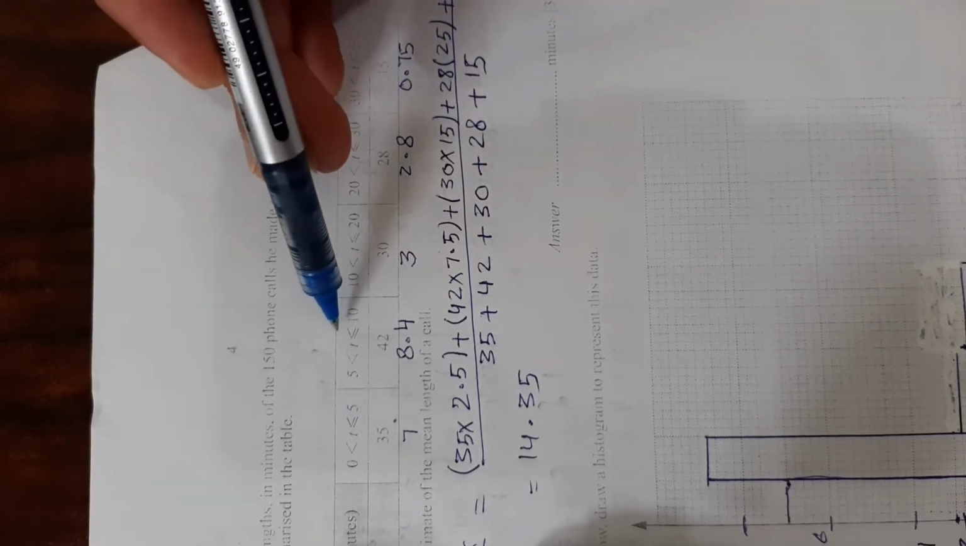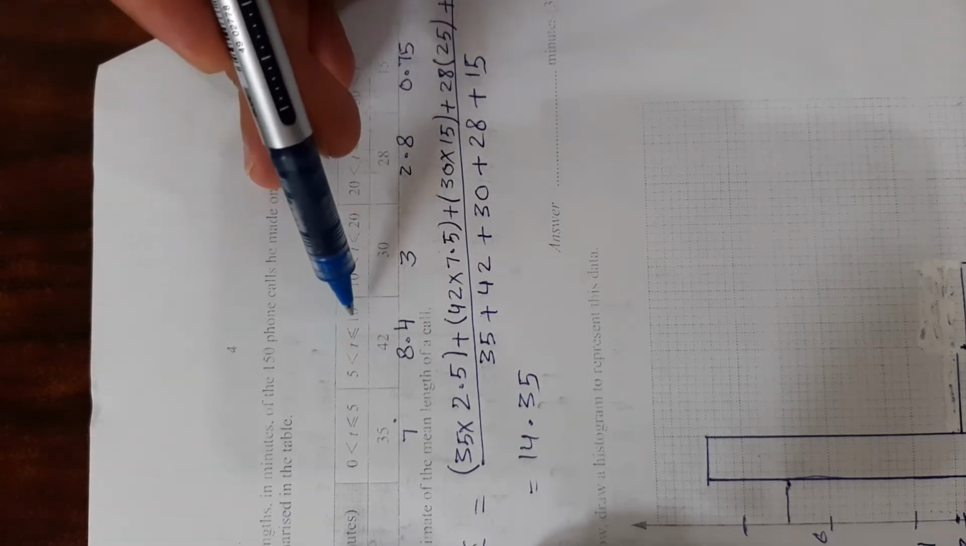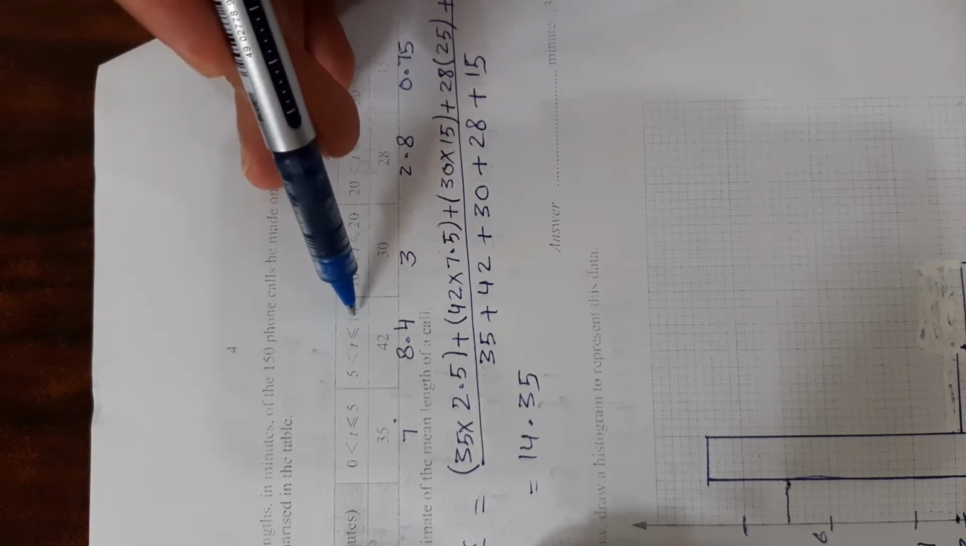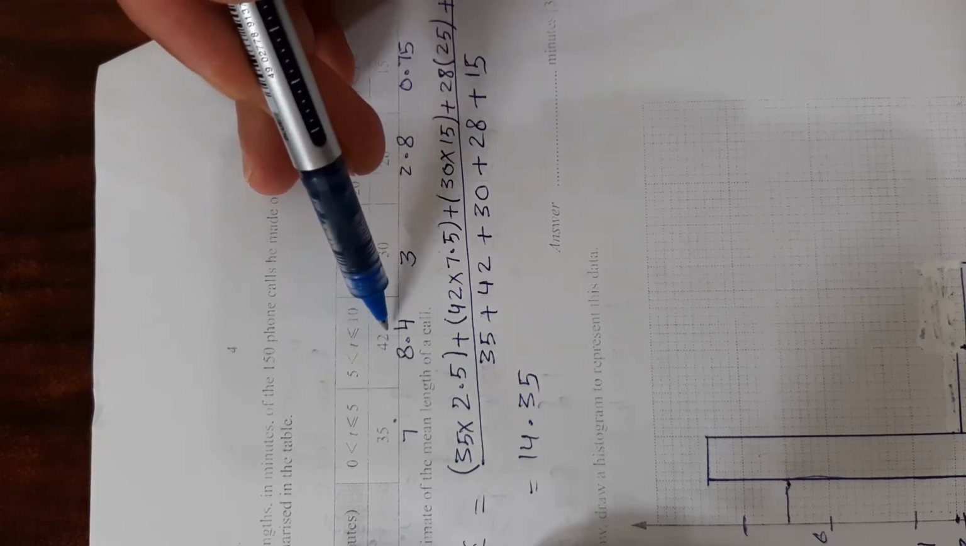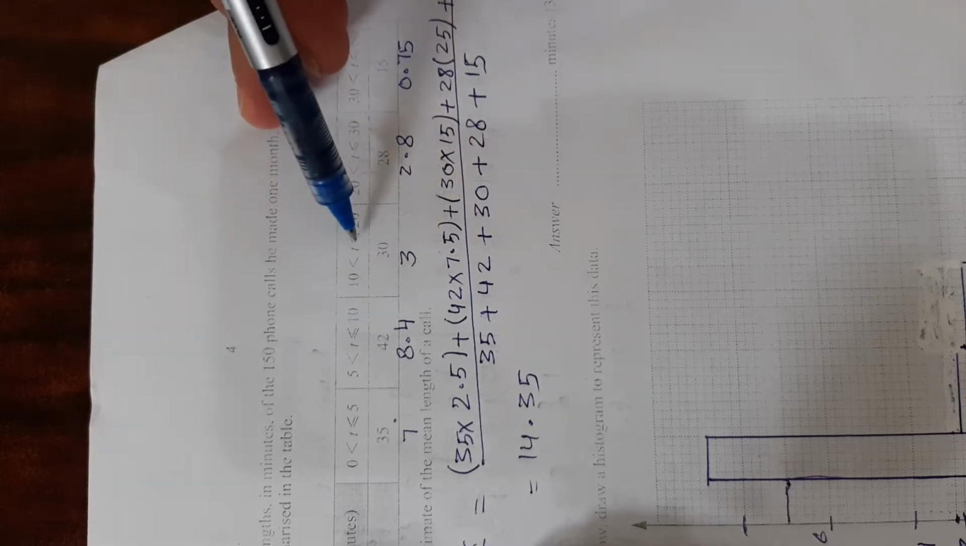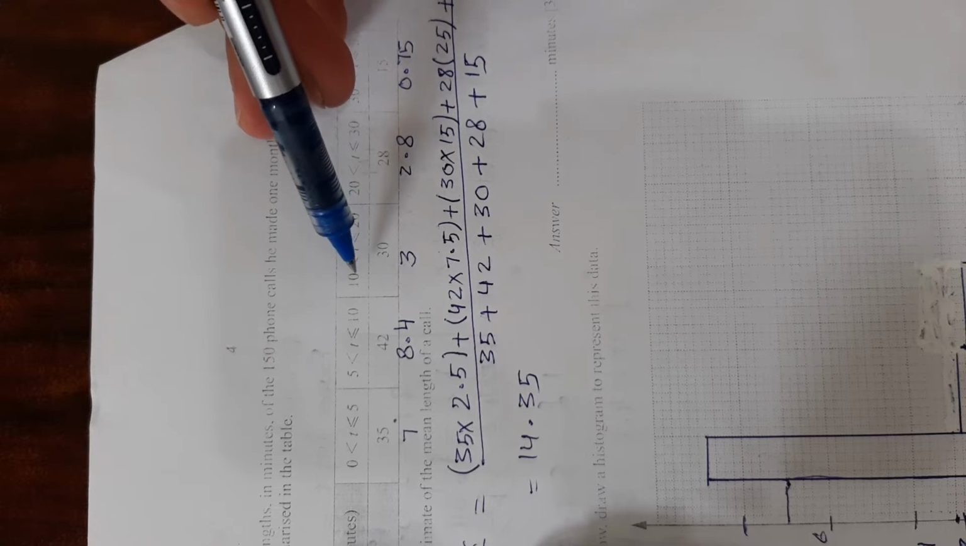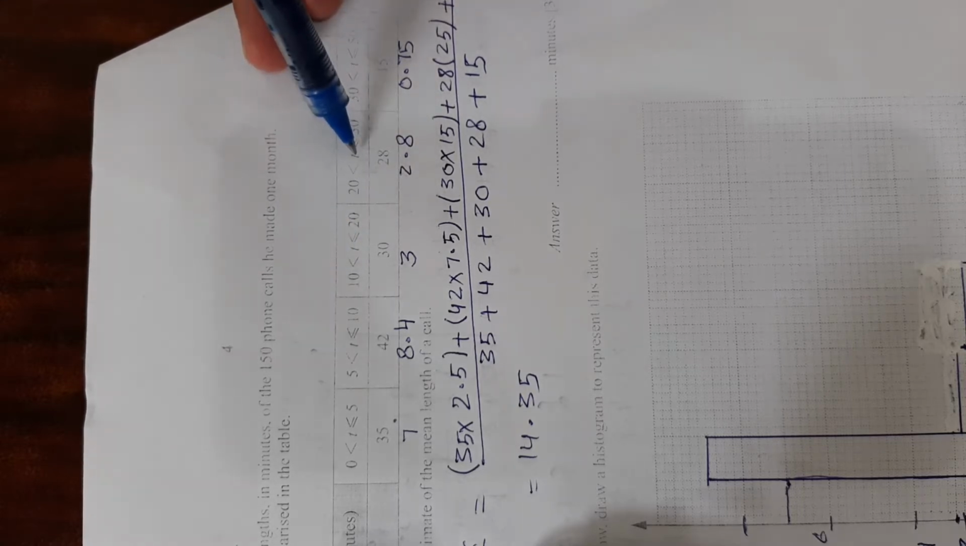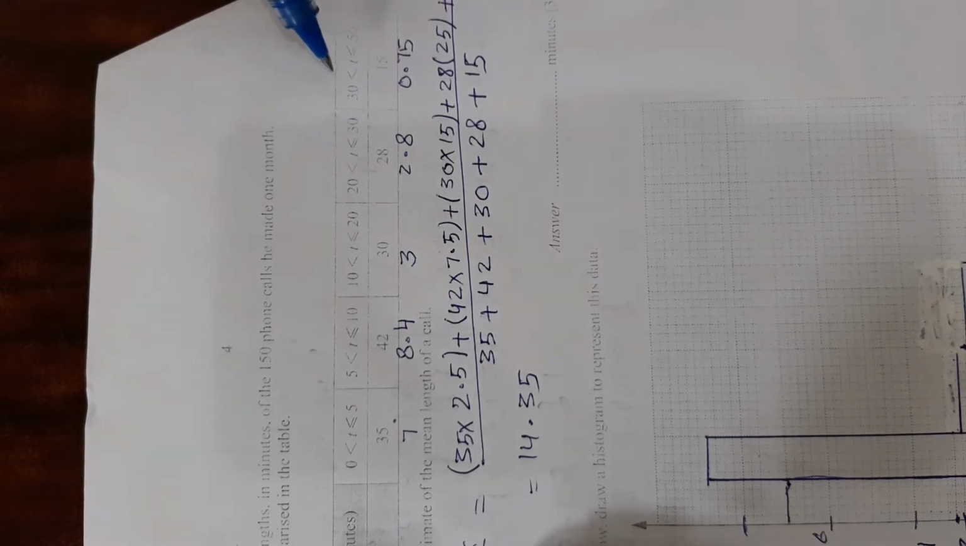The next class is from 5 to 10, time is more than 5 and less than or equal to 10, and the frequency is 42. The next one has a class from 10 till 20, frequency is 30. Now the next one is from 20 to 30, frequency is 28, and the last one is from 30 to 50 and the frequency is 15.